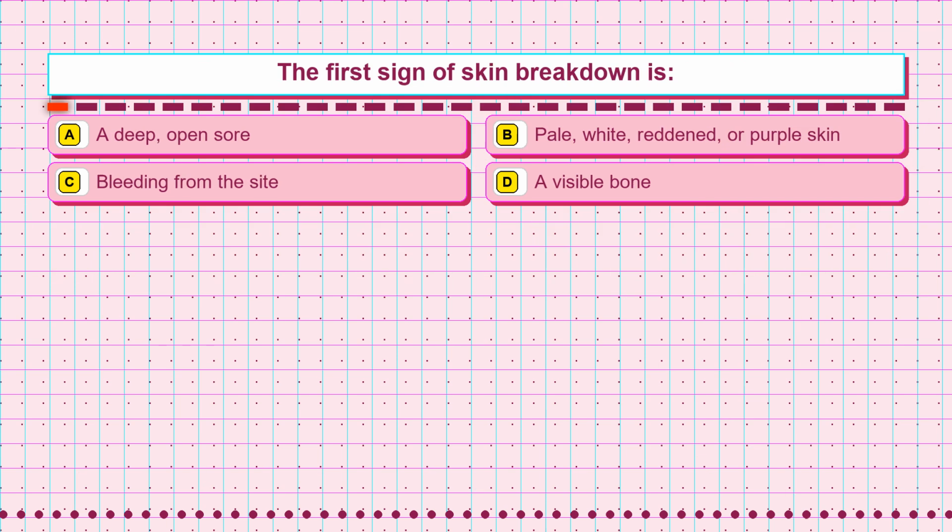Question 26. The first sign of skin breakdown is: Option A. A deep, open sore. Option B. Pale, white, reddened, or purple skin. Option C. Bleeding from the site. Option D. A visible bone.